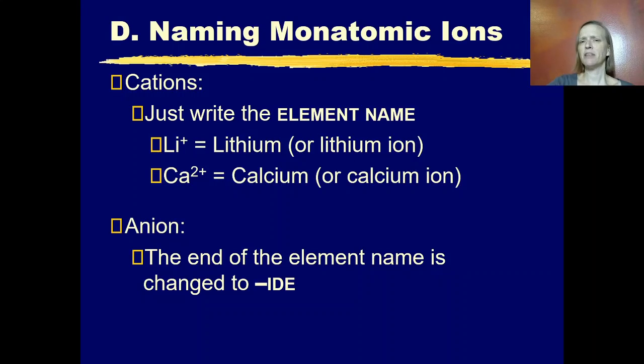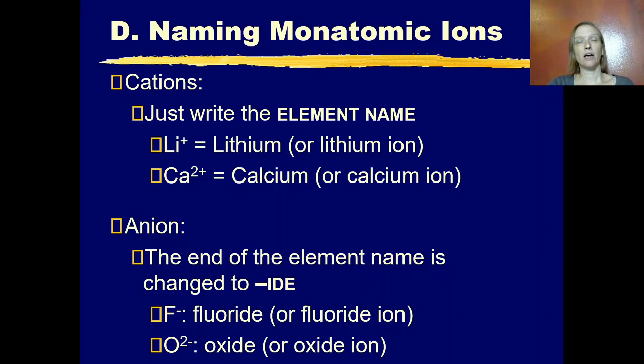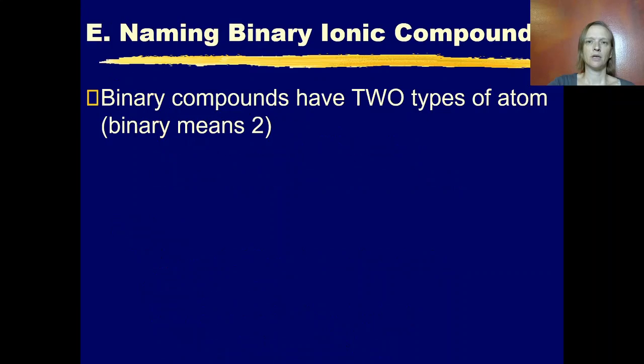The anion, naming the negatively charged ion, is a little bit more complicated because you're going to change the name a little bit. You're going to change the end of the element name to IDE. So fluorine, if it has a charge of -1, is no longer called fluorine. We call it fluoride. Similarly, oxygen, when it's an ion with a charge of -2, we call it oxide. Not oxygen, we call it oxide. So that's just naming the ions.